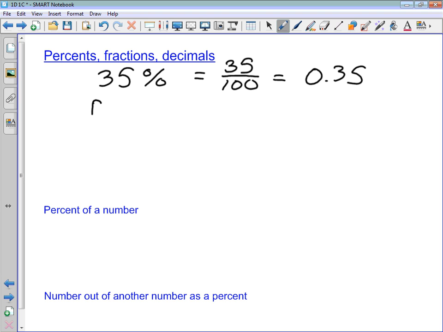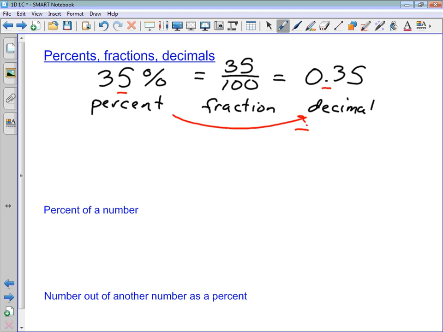So we can have a percent, we can have a fraction, we can have a decimal. Okay? And often what you want to do is you want to go from your percent straight over here to your decimal, and you can do that simply by dividing by 100.